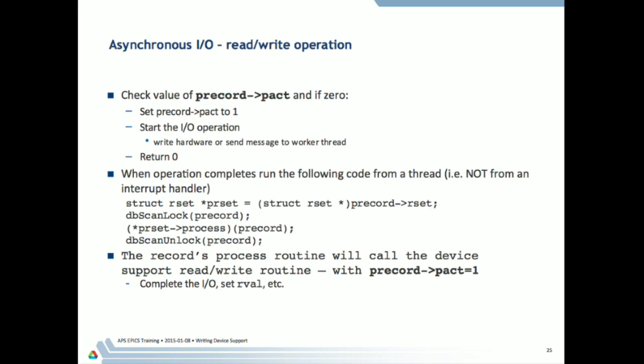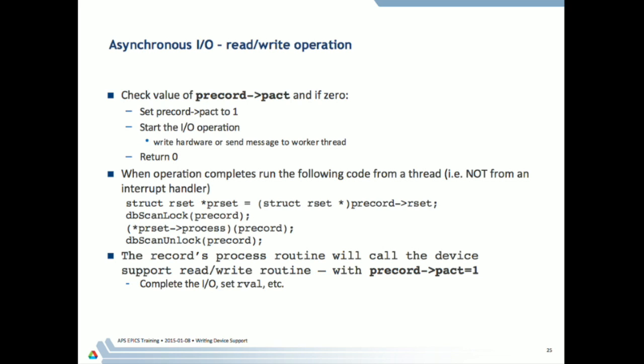The record's process routine will, as part of its normal operation, check PACT. So it will actually say, PACT is true, I've been called back. Therefore, that must mean asynchronous completion has happened, and it will immediately call your device support read or write routine again. And that's why, going back to the top of the page, we checked if PACT was 0. Because if PACT was 0, then we're initiating the operation, but now PACT is not 0, so now we complete the I/O.